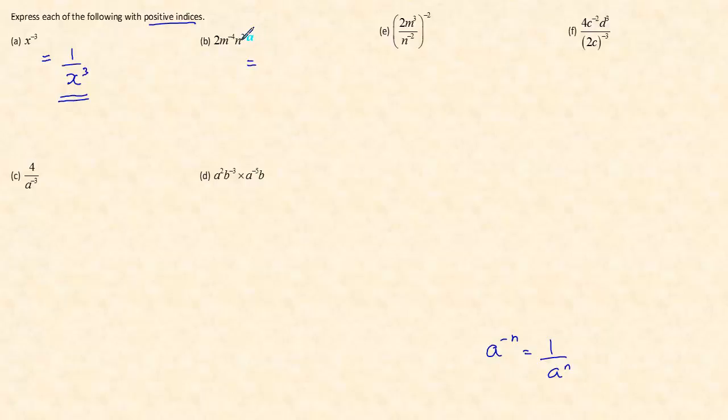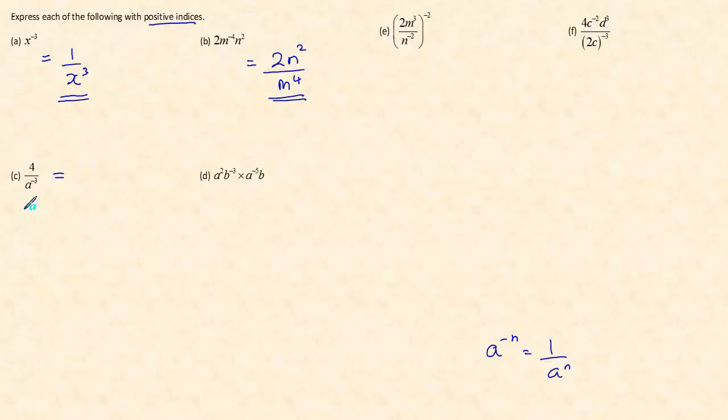Now with this one, the index on the n squared is already positive. So the 2 will stay on the top, the n squared will stay on the top, and then using the index law, we can have m to the power 4 on the bottom.